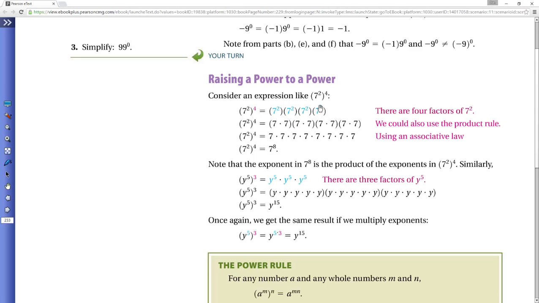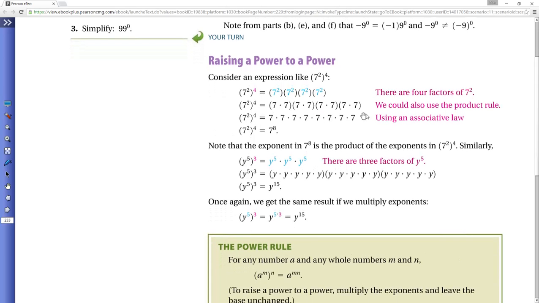The first thing it says, consider this expression 7 squared, or 7 to the 2 power, the whole quantity, to the 4th power. Well, if I took that base of the 4 exponent, which would be 7 squared, you'd write it out 7 squared times 7 squared times 7 squared times 7 squared. That means 7 squared is a factor 4 times, part of a multiplication. Well, 7 squared means that 7 is a factor 2 times. So you'd have 7 times 7 in each grouping here, right?